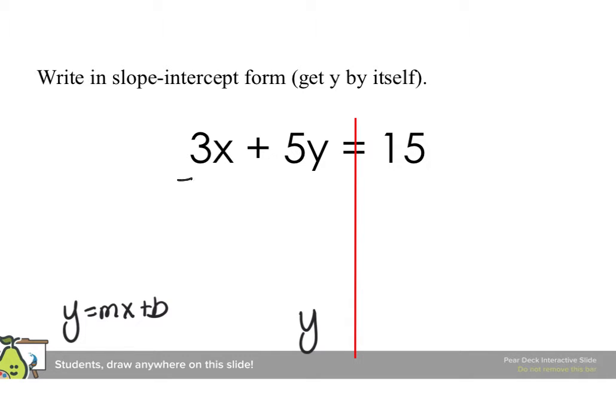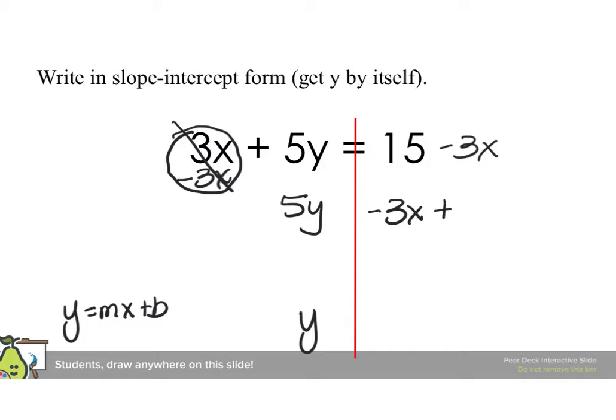We're going to do it like this, minus 3x. If we do it to one side, we got to do it to the other side. This over here creates a 0, and we're left with 5y. And again, I rearrange it to negative 3x plus 15. I want this portion to look like this portion.